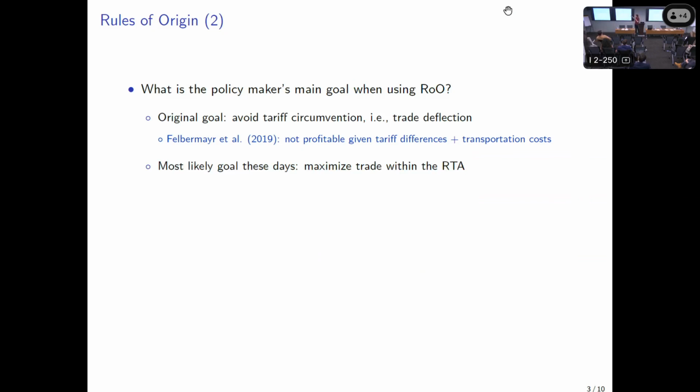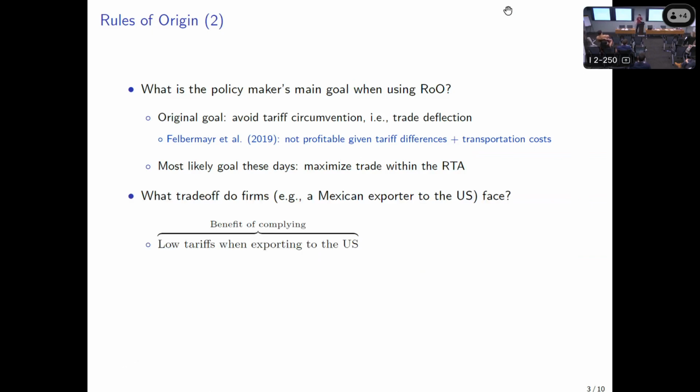So in practice, the way people think about rules of origin, and the reason why they are in place, is because they maximize the amount of trade within the RTA. So they have a protectionist kind of spirit. And then the question is why policymakers use these particular instruments to do that, but they clearly do, and they do it in a way that seems to go more toward this goal rather than the original goal.